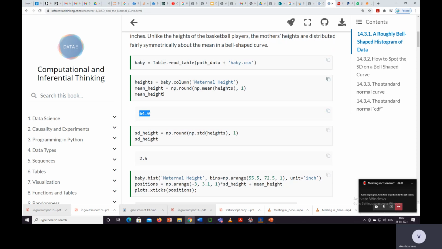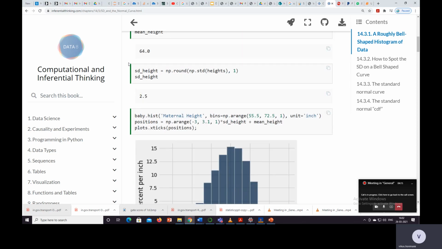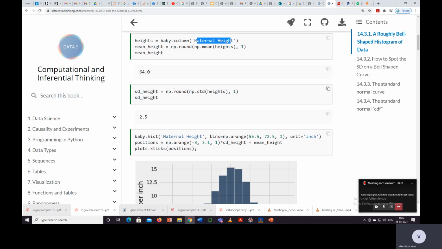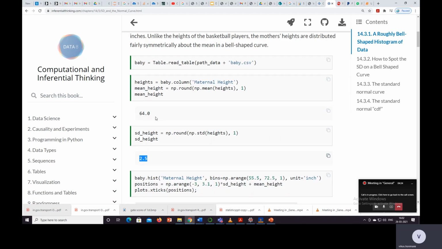When we run this and compute the maternal height column mean, we get 64 as the mean. Then we compute the standard deviation in the same way, np.std of heights, and round to one decimal place. It is 2.5. Now we have the mean and standard deviation of the distribution.